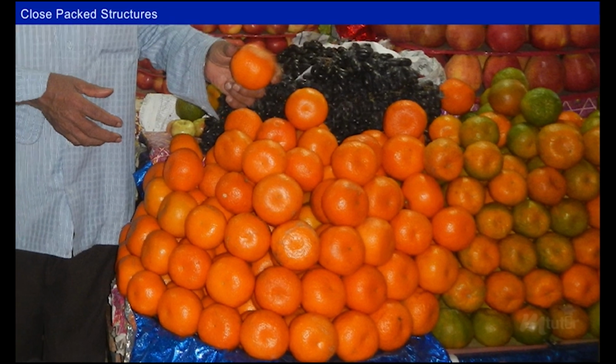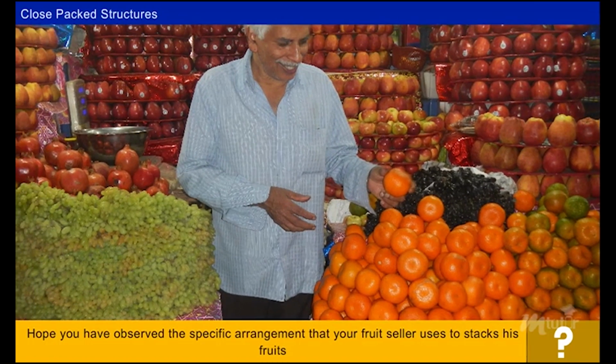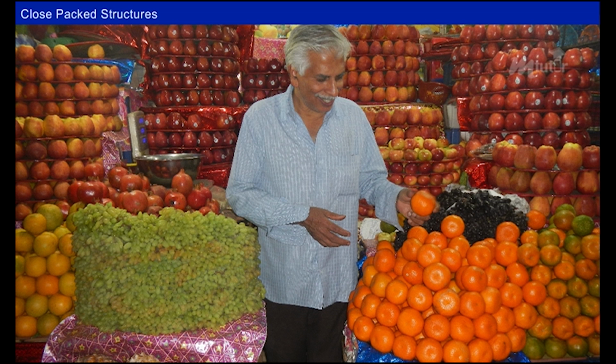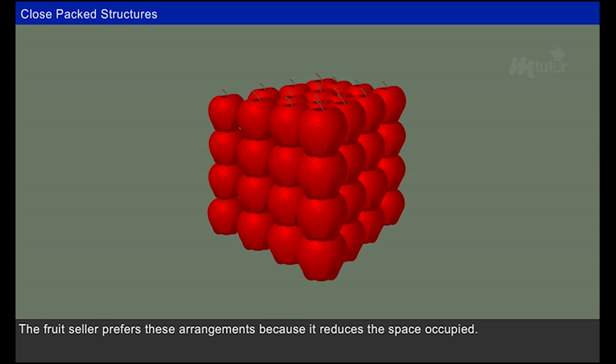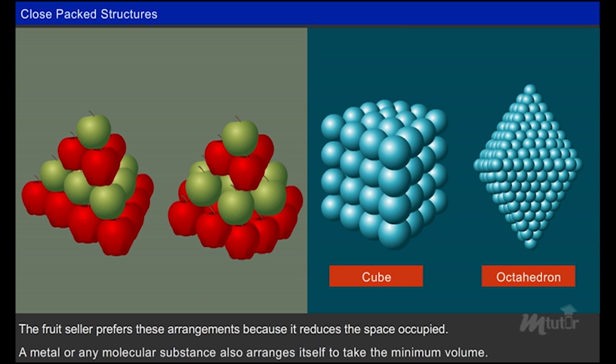Have you ever been to your fruit shop to pick the fresh ones? Hope you have observed the specific arrangement that your fruit seller uses to stack his fruits. Do you find him erecting a pyramid of his fruits? But why does he prefer those arrangements? If he stacks the fruits one above the other, he will use more space. Hence, he chooses this packing so as to reduce the space occupied. This is how a metal or any molecular substance also arranges itself to take the minimum volume.